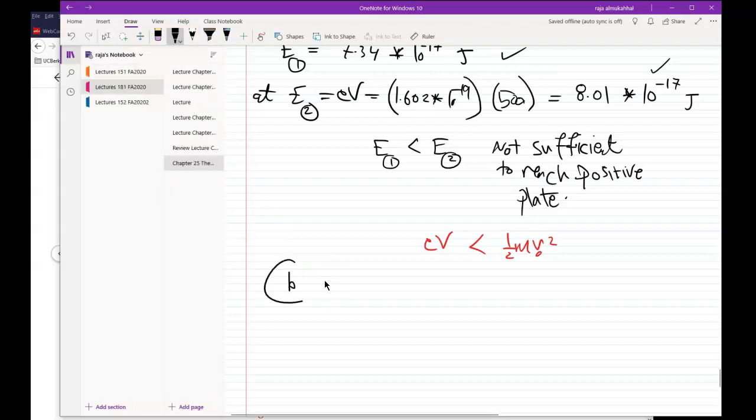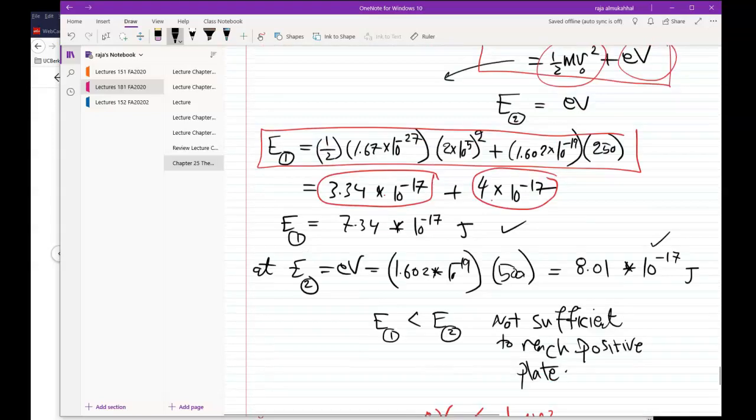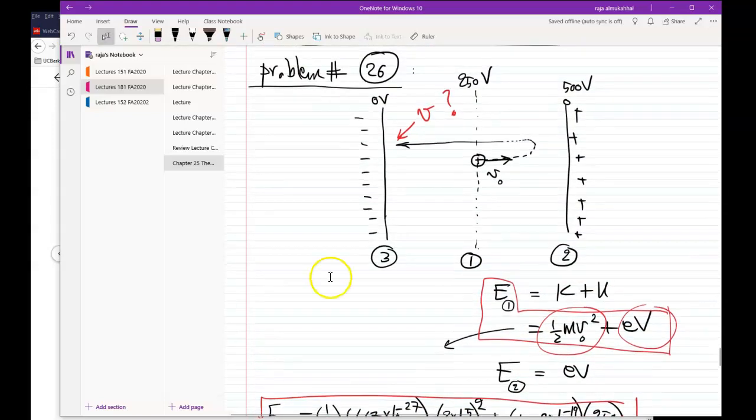Part B. So here I have E3. What is the total energy at 3? Let's go back to the picture. Do I have potential here? Look at the circle. No. There is no potential energy because the voltage is 0 here.